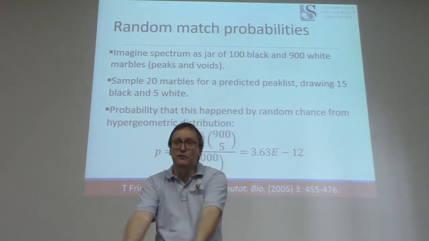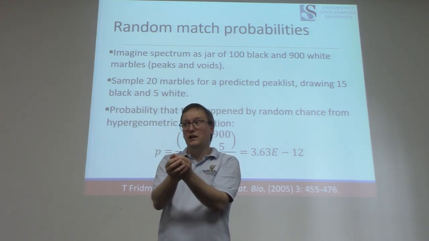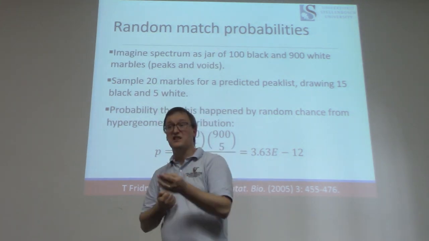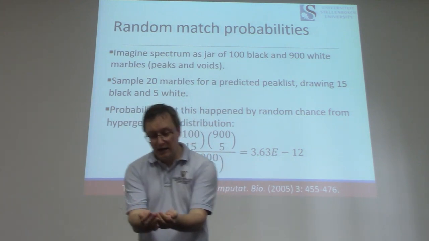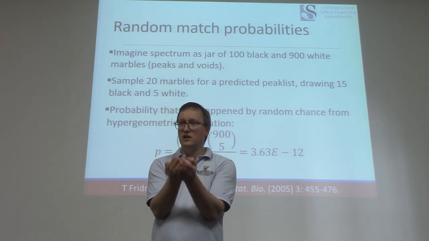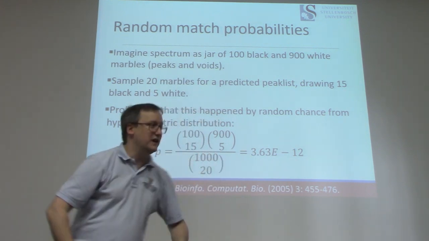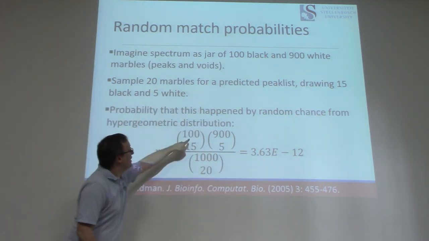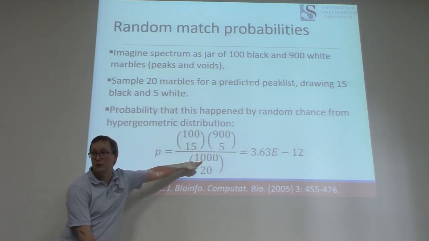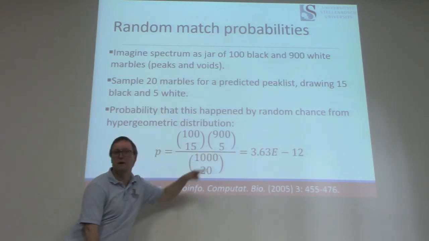Now, I have sampled from this jar a set of marbles. This set of marbles were not drawn randomly. I drew them from the locations that should have a peak if this spectrum represented this peptide. So I can say, if I look in my hand, do I see more black marbles than I would expect to have occurred by random chance alone? Sneaky, huh? All right, so in this case, all these numbers say the original jar had 100 black marbles, 900 white marbles. The entire jar was 1,000 marbles. In my hands, I have 15 black marbles and 5 white marbles.